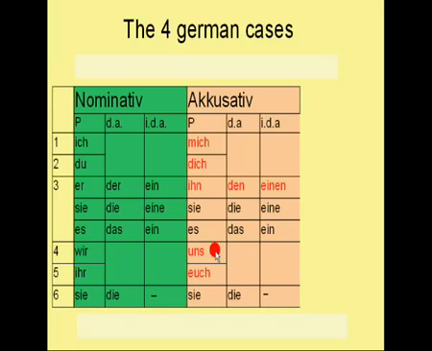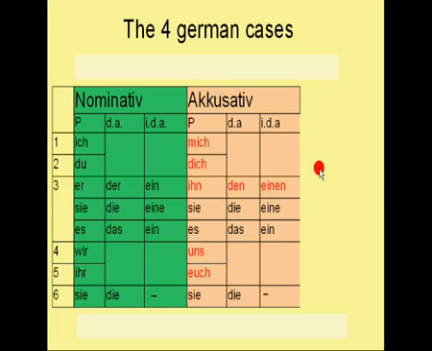Then for the first person plural, the accusative pronoun is uns instead of wir, which means us. For the second person plural, it is euch instead of ihr. And in the third person plural, it is the same as in the nominative case, it is sie.